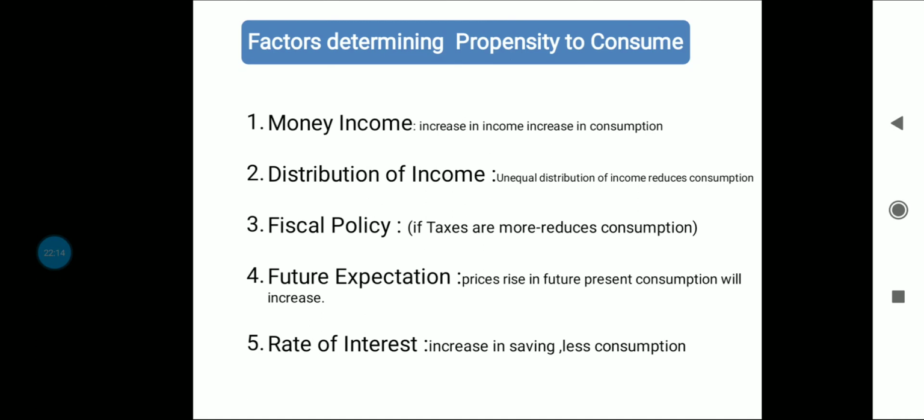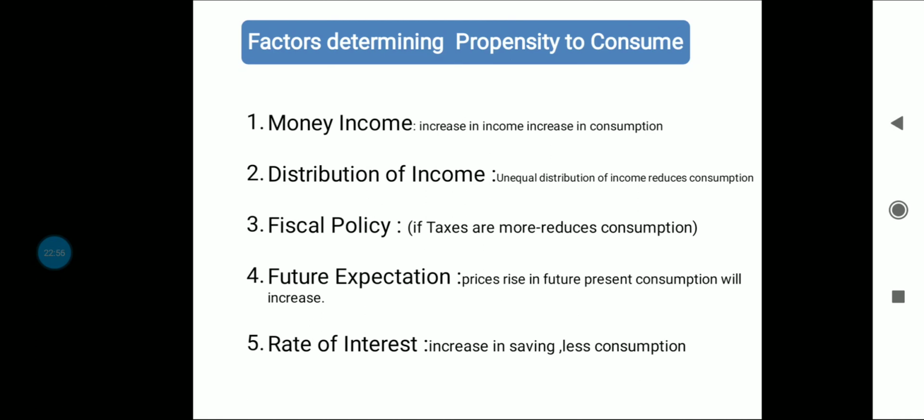Future expectations. If prices will rise in future, present consumption will increase. If we hear that the price of food grains is going to be high in the coming future, what we will do is try to buy more food grains nowadays. It doesn't matter whether they are required or not, but we will store them because of future expectations. The next one is rate of interest. If there is an increase in interest rate, more saving will take place, and similarly, less consumption.